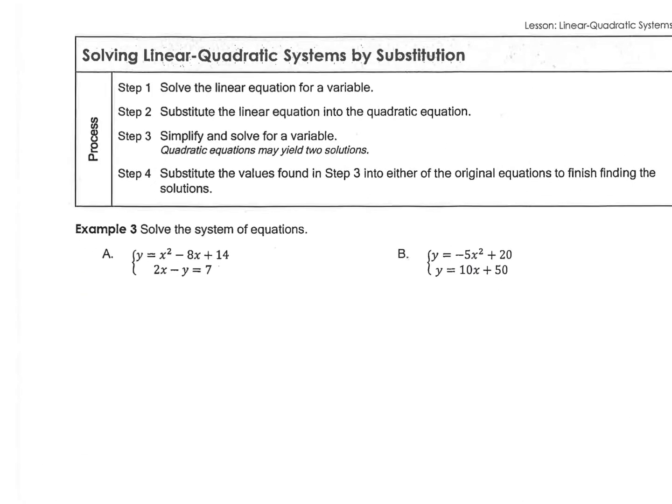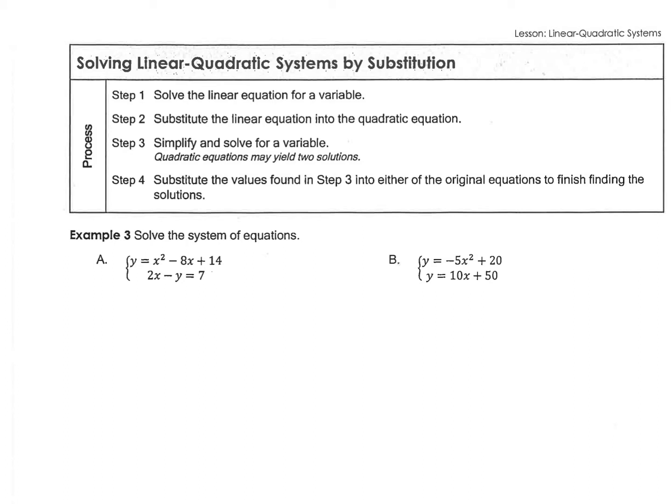Okay, let's take a look at the back. On the back, we're going to be given two equations again, but this time we're going to use substitution instead of graphing. We're going to solve the linear equation, which is the one that just has an x, so we're going to get y by itself on the linear equation. Then we're going to substitute the linear equation into the quadratic equation. We're going to simplify it and solve for a variable. You're going to substitute the values found in step 3 into either equation to finish finding your solutions.